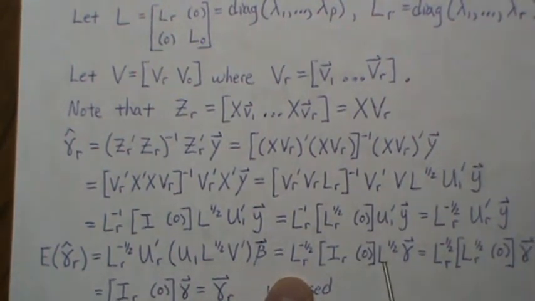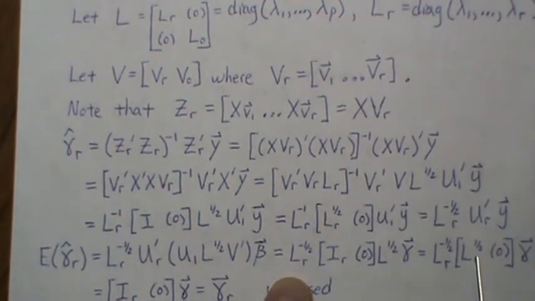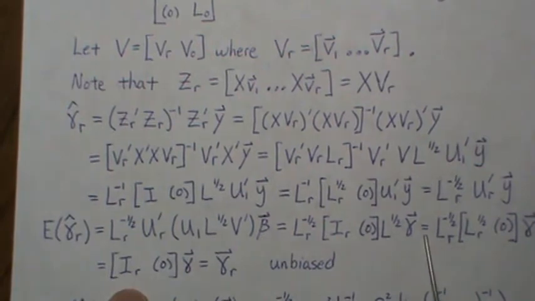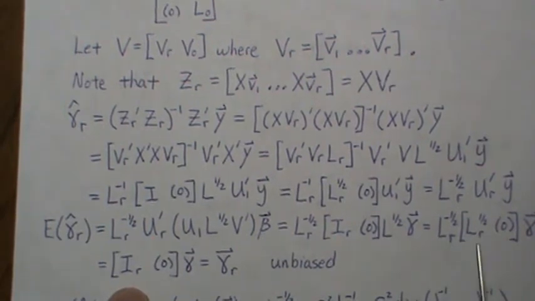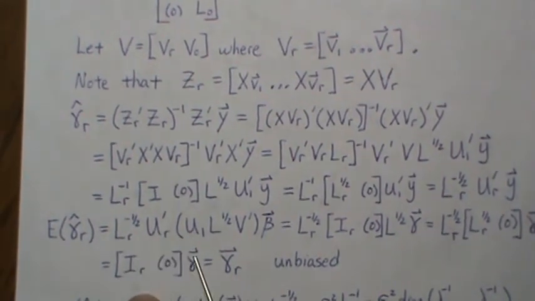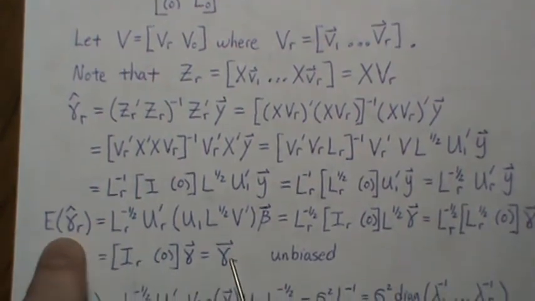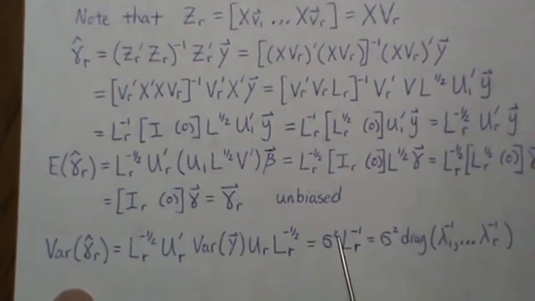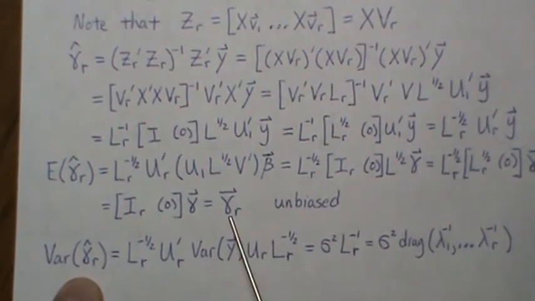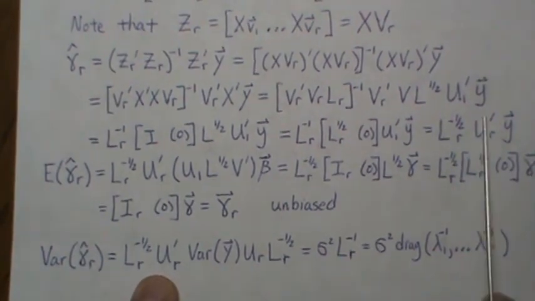This multiplied here picks off the first R, and that's why it's LR to the 1/2. Then, when we multiply this into both of those, we get the identity and 0. And then this is going to pick off the first R component, so it's gamma R, which says it's unbiased.